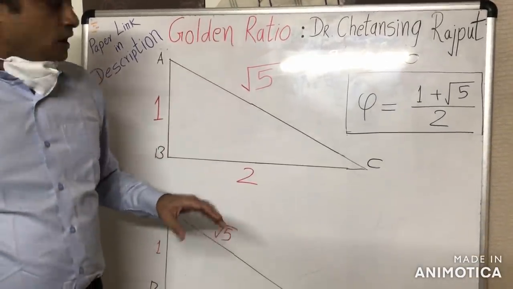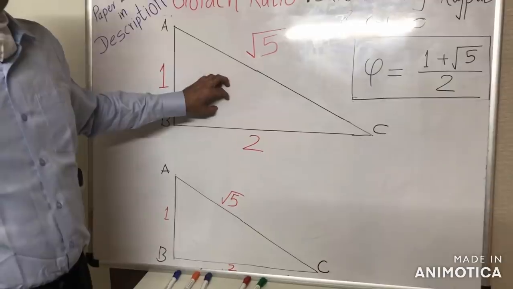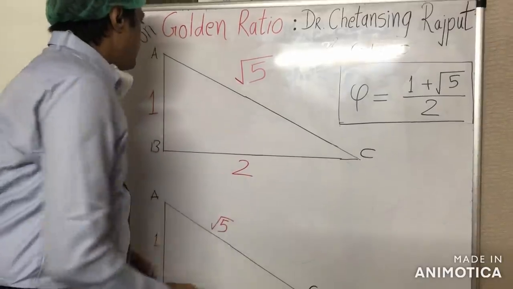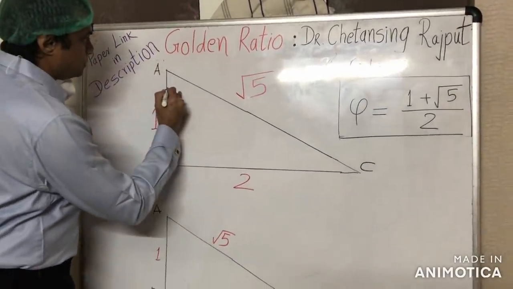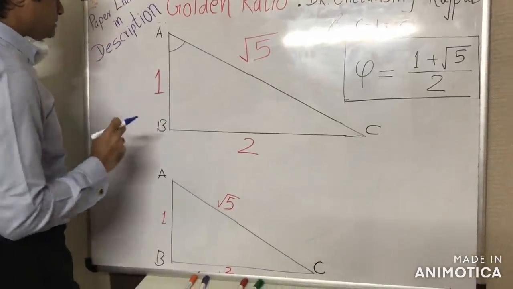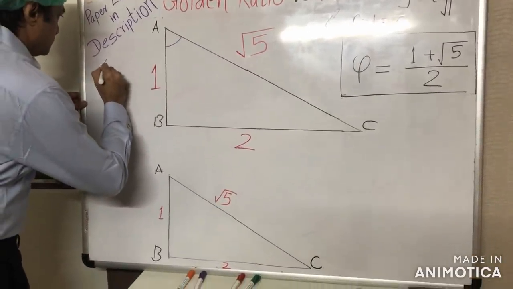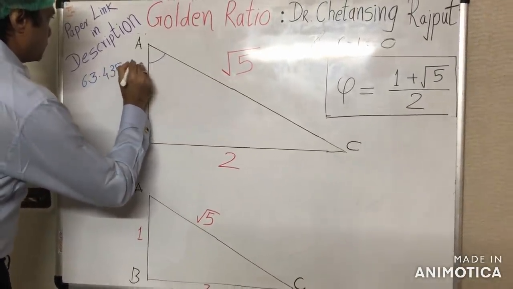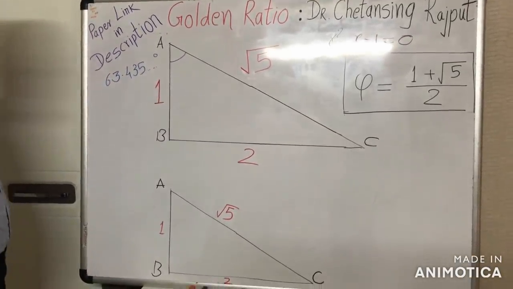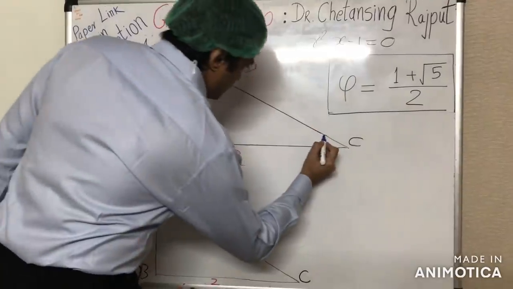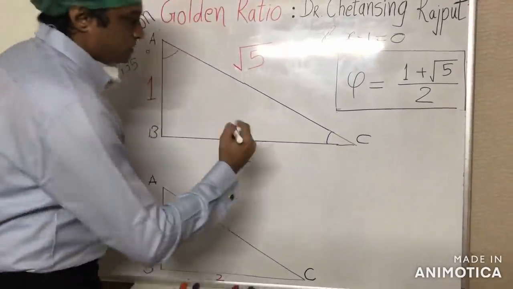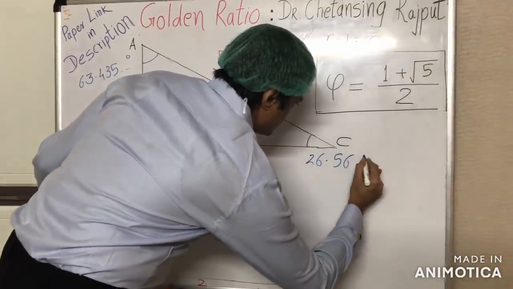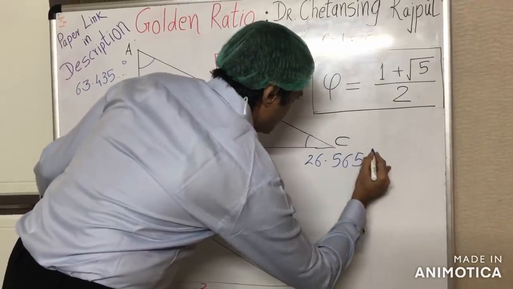And not just the sides, even the angles of this right triangle are also the precise expression of the golden ratio. Like this acute angle here, against the longer cathetus, measures 63.435 and so on in degrees, and this acute angle here measures 26.565 and so on in degrees.